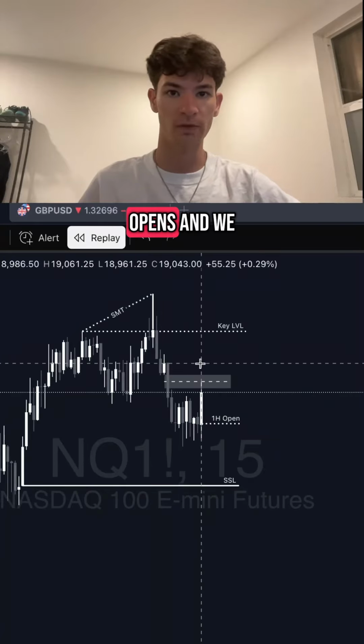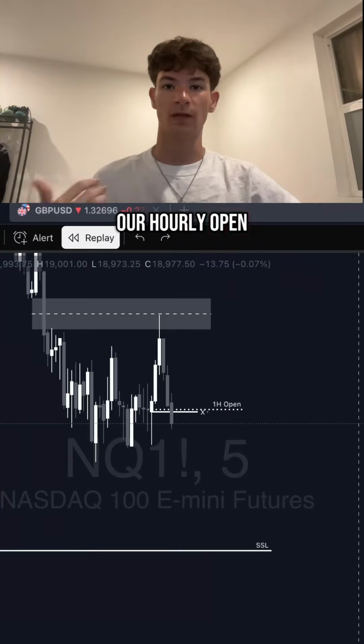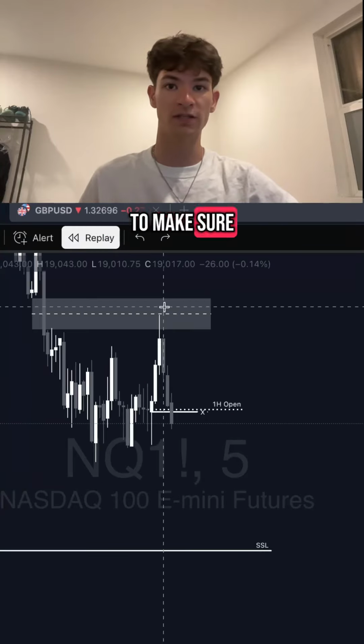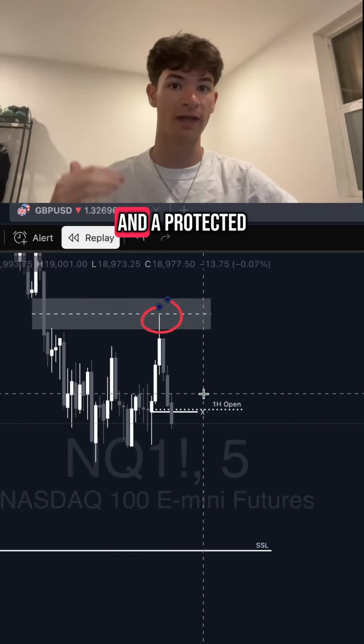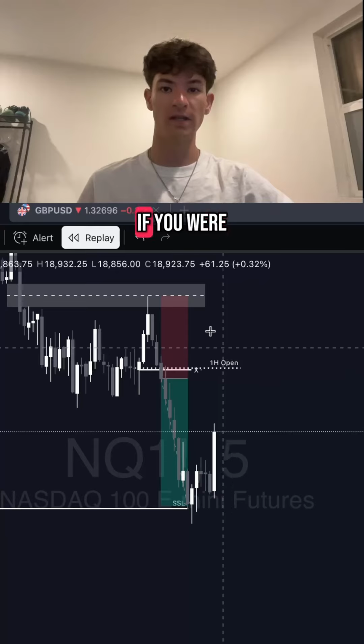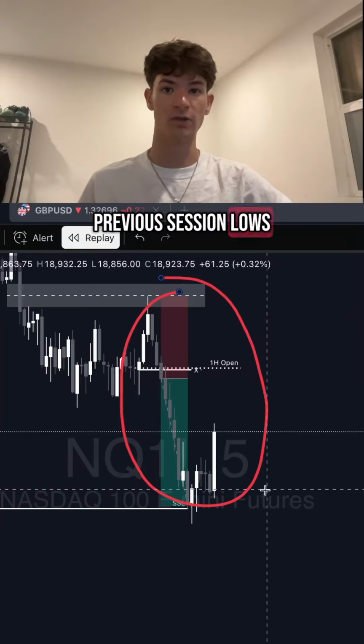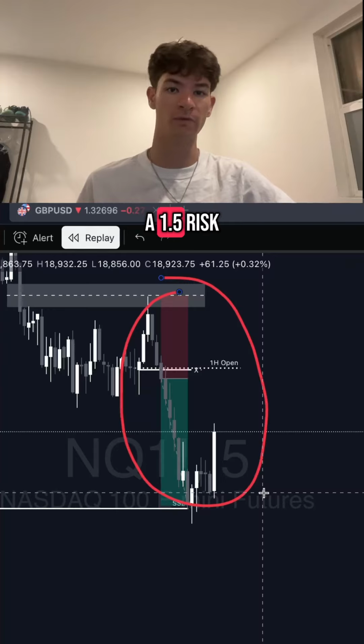The hourly candle opens and we manipulate into this 15-minute fair value gap that's resting above our hourly open. And the final confirmation we need to see to make sure that this should be the high of the hourly candle and a protected high is a change in state of delivery, as you see right here. And as you can see, if you were to take this entry position at the change in state of delivery and targeted our previous session lows, our take profit would have been hit for about a 1.5 risk to reward.